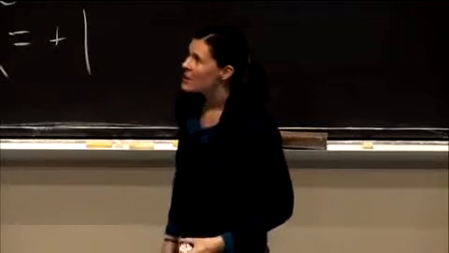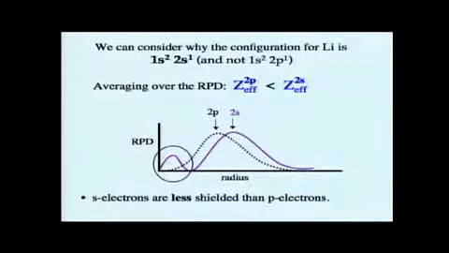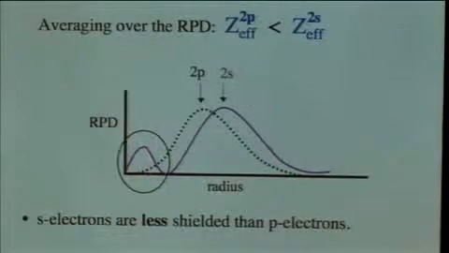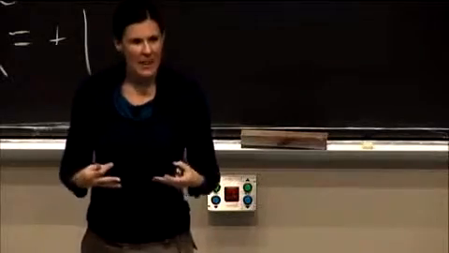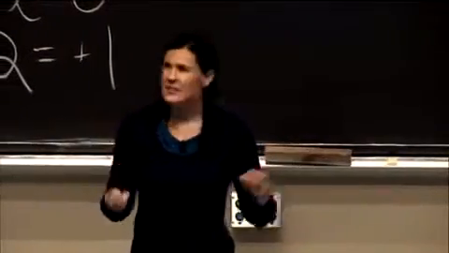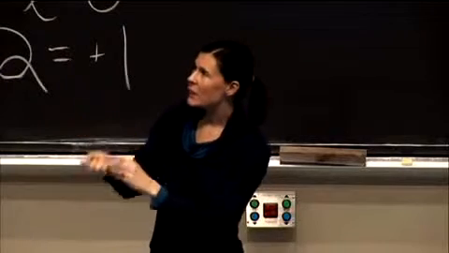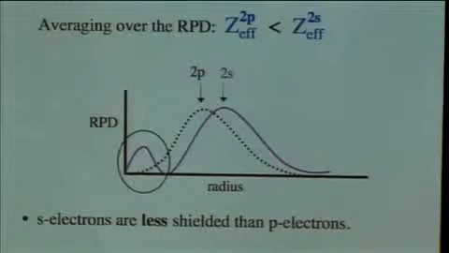And what we're actually talking about, again, is the Z effective. So the Z effective felt by the 2p is going to be less than the Z effective felt by the 2s. And another way to say this, I think it's easiest to look at just the fact that there's some probability density very close to the nucleus. But what we can actually do is average the Z effective over this entire radial probability distribution. And when we do, we find that the average of the Z effective over the 2p is going to be less than that of the 2s.